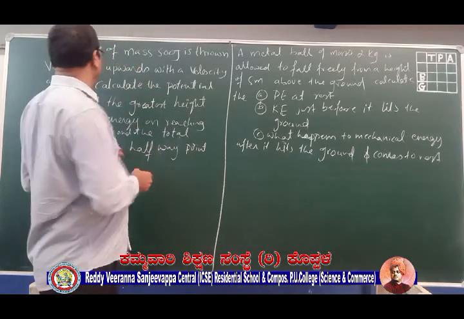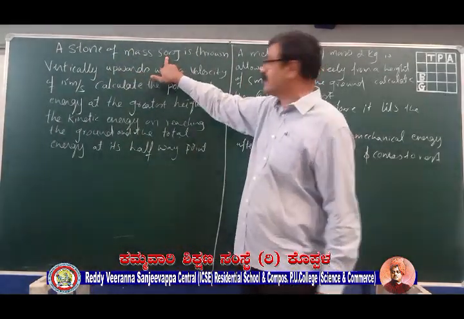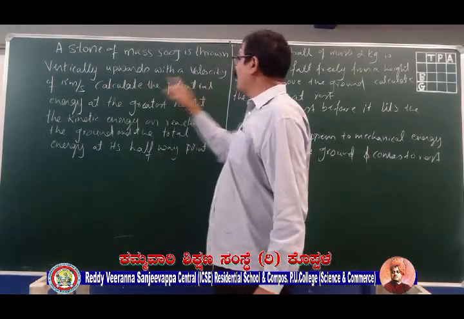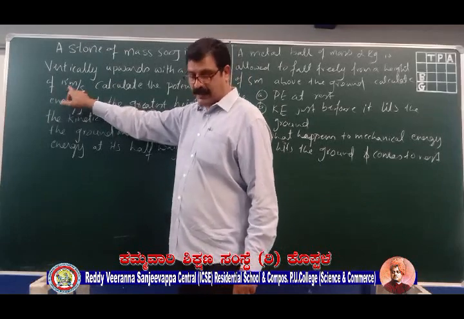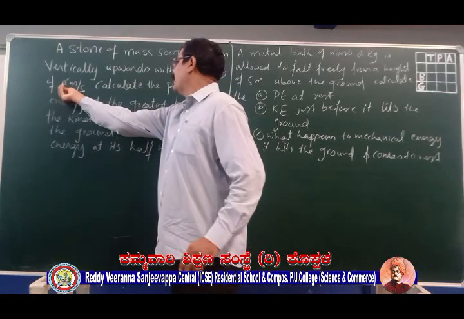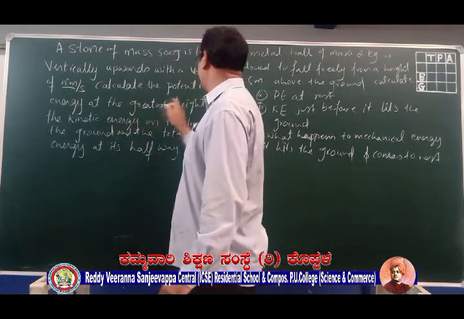Let me read out the problem here. A stone of mass 500 grams, so he has given the mass of the stone, is thrown vertically upwards with a velocity of 15 meters per second. Calculate the potential energy at the greatest height.